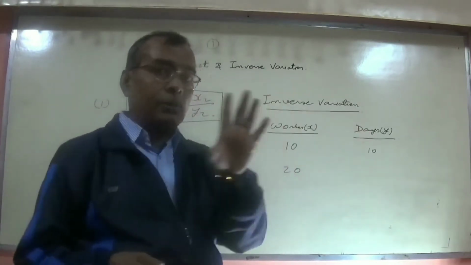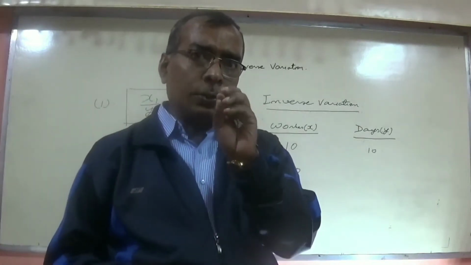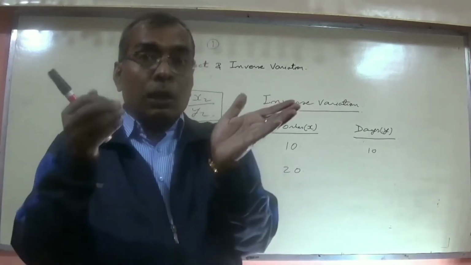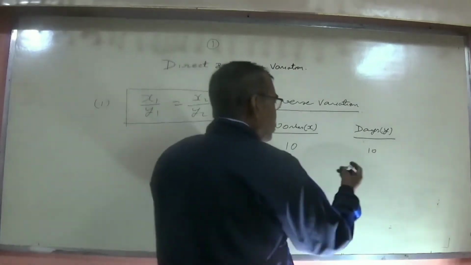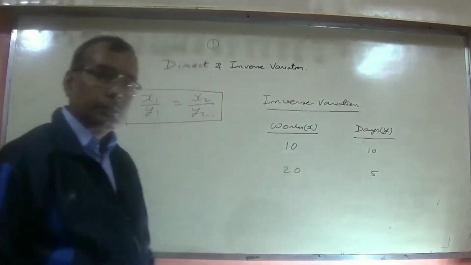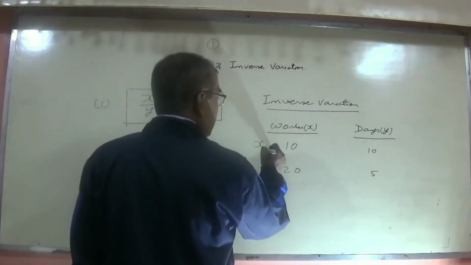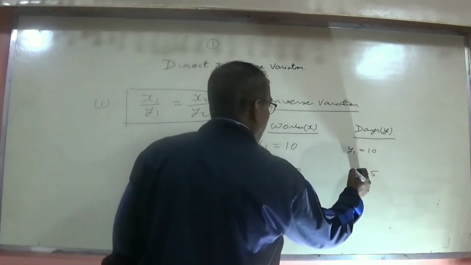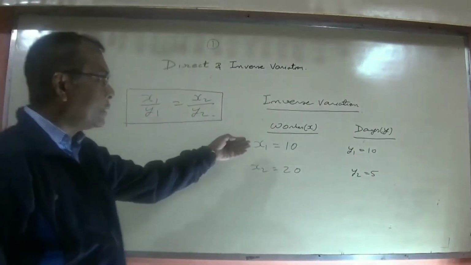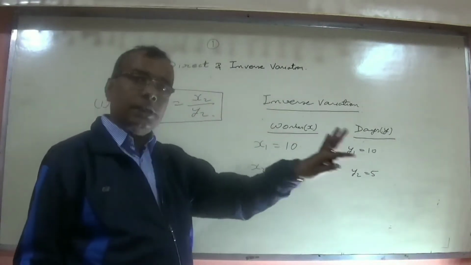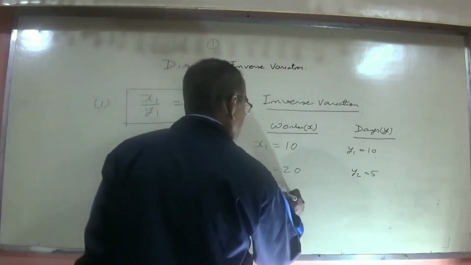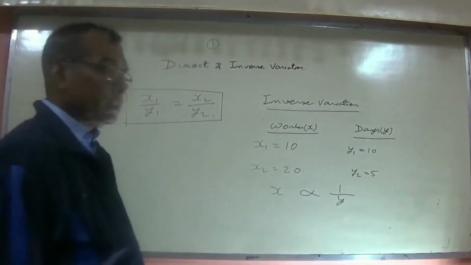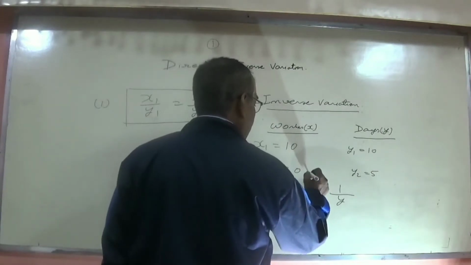Then how many days will they take to finish? 10 workers will take 10 days to finish the work. Then 20 workers will take less time, obviously less, I think around 5 days. This is x1, this is y1, and this is x2, this is y2. Now, if x increases, then y should decrease. This is inverse proportion, and it is denoted this way: x is inversely proportional to y, that is, 1 by y. This is pronounced as inverse proportion.